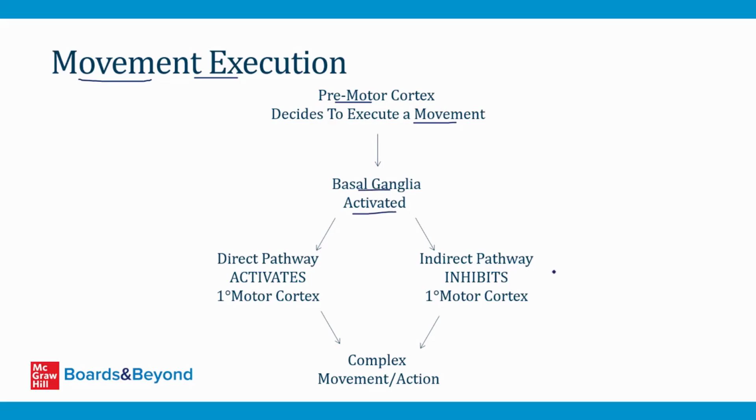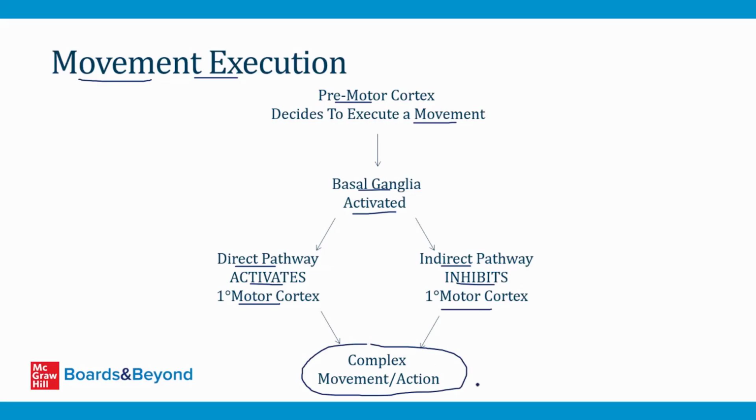And then within the basal ganglia, there are two pathways of fibers. One is called the direct pathway, the other is the indirect pathway. The direct pathway can activate the primary motor cortex and create movement or action. In contrast, the indirect pathway inhibits the primary motor cortex and inhibits activity or movement. And so the combination of these effects is how we carry out complex movements and complex actions.